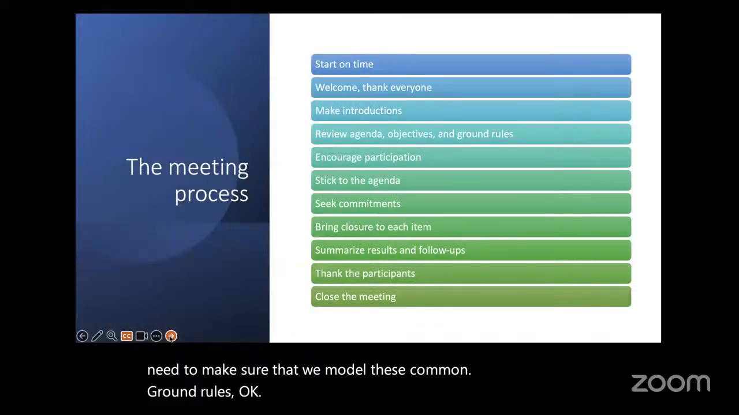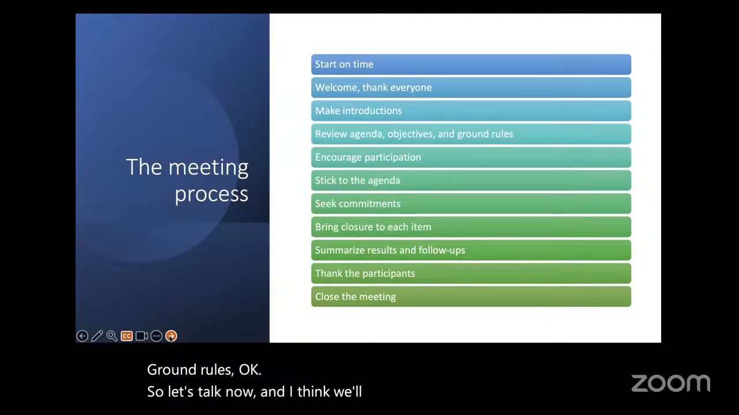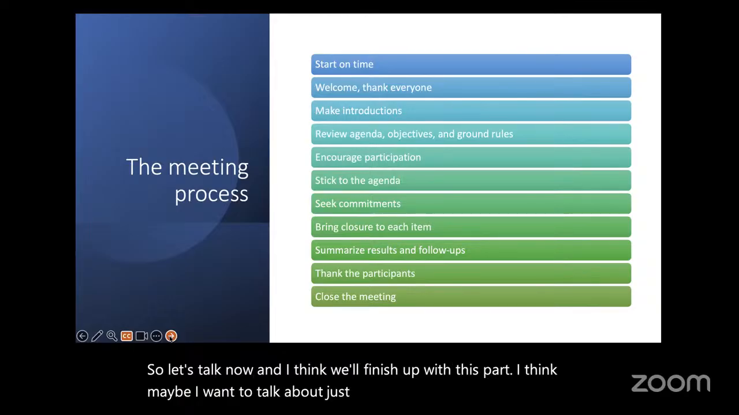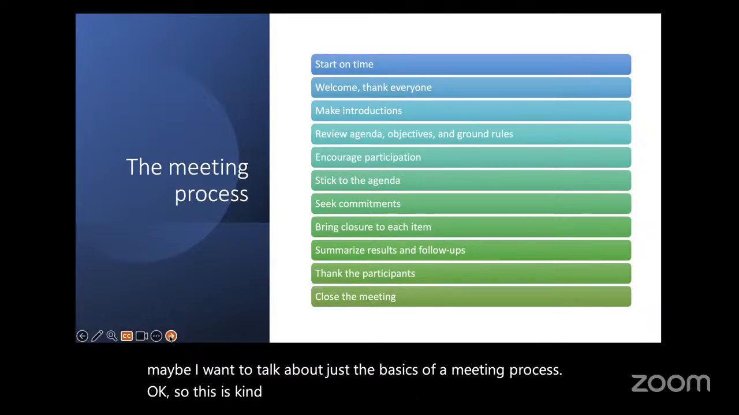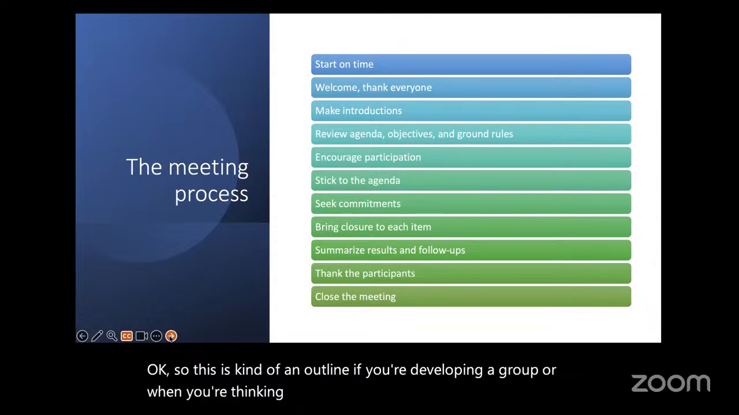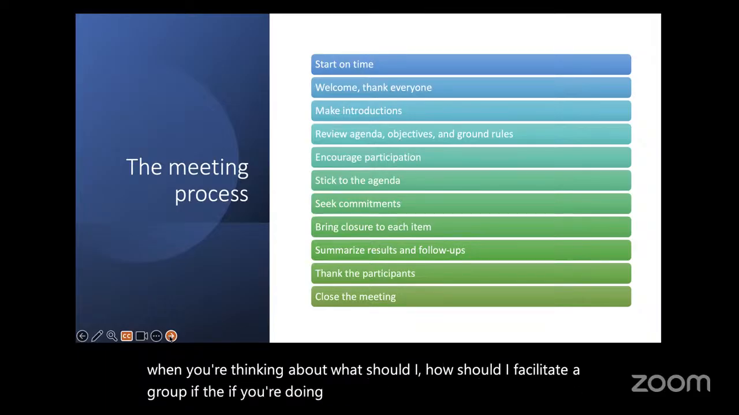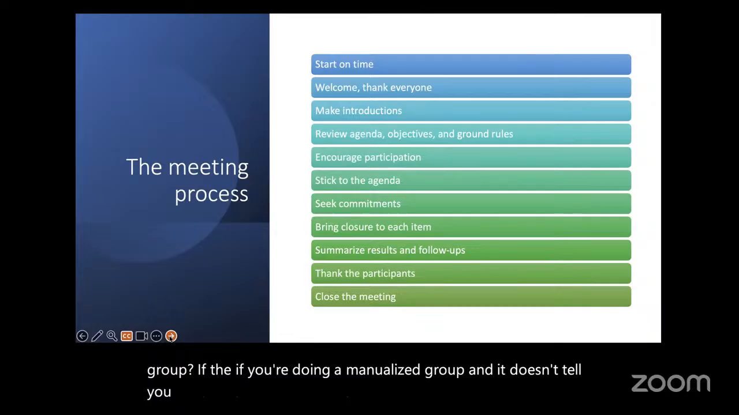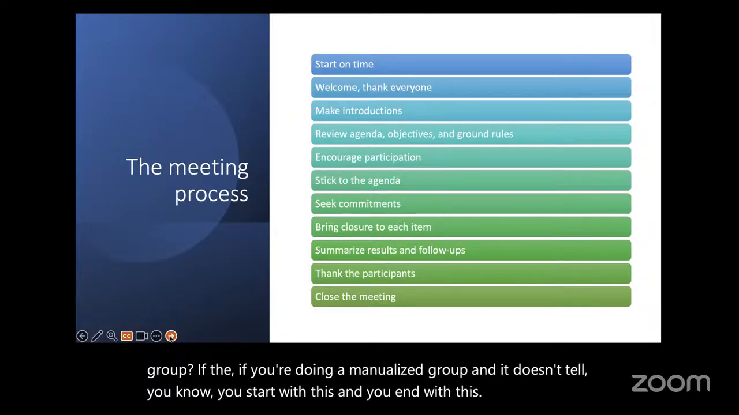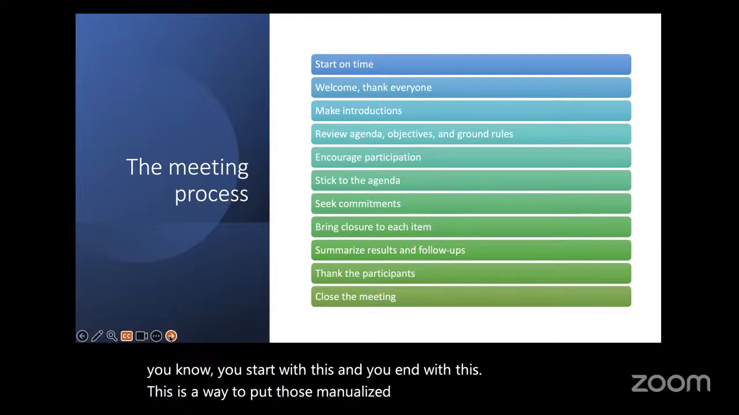Okay. So let's talk now, and I think we'll finish up with this part. I want to talk about just the basics of a meeting process. This is an outline if you're developing a group, or when you're thinking about how you should facilitate a group. If you're doing a manualized group and it doesn't tell you, you start with this and you end with this, this is a way to put those manualized elements into your group. So again, we start with on time.